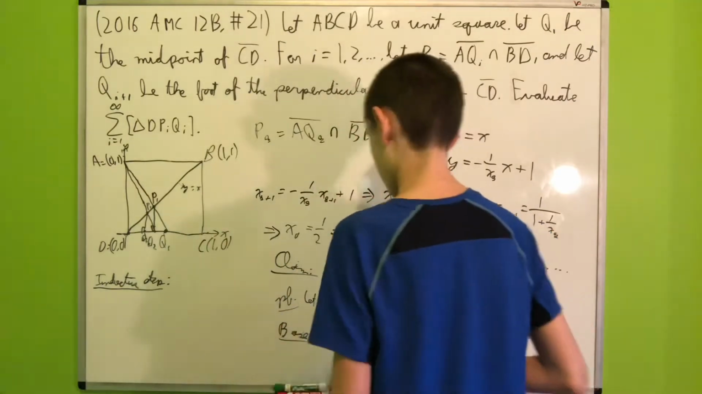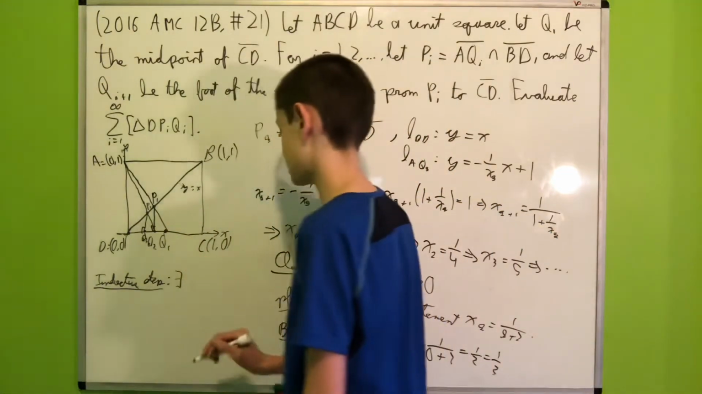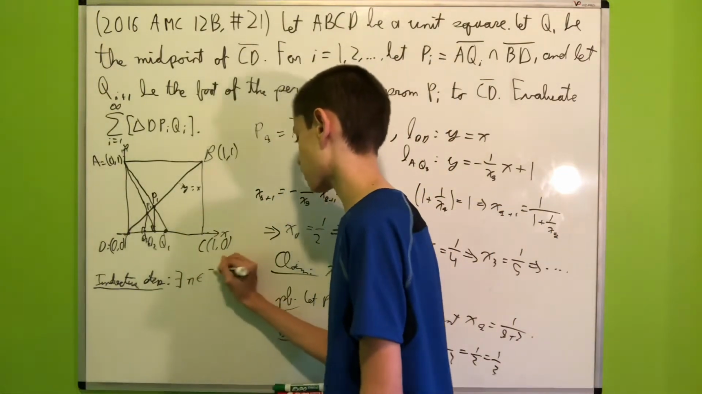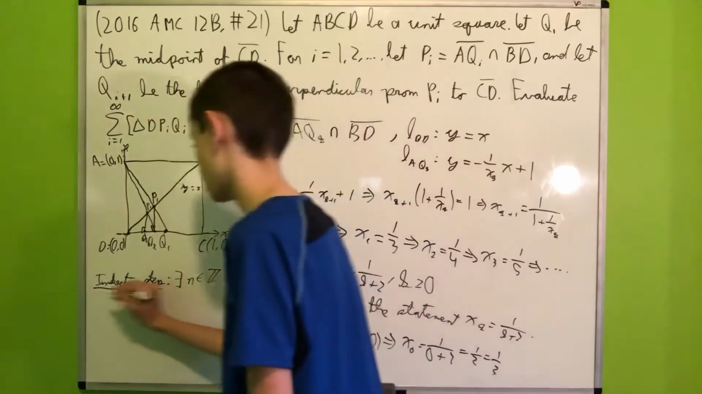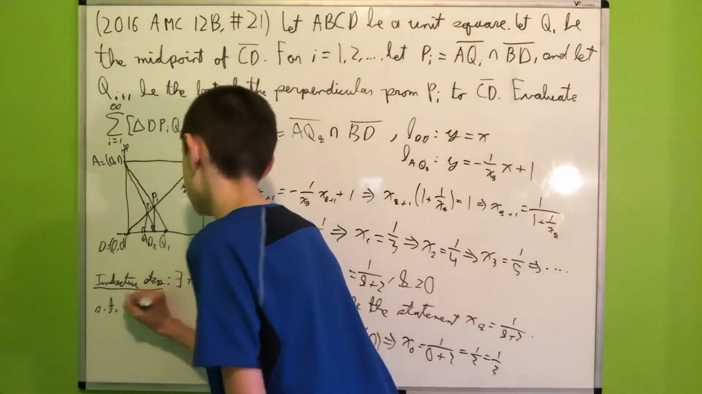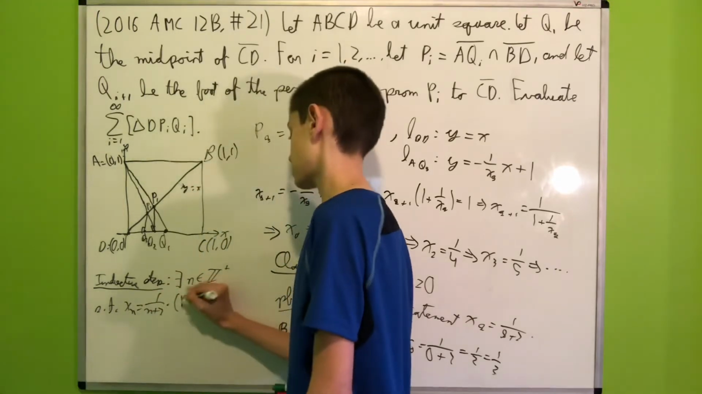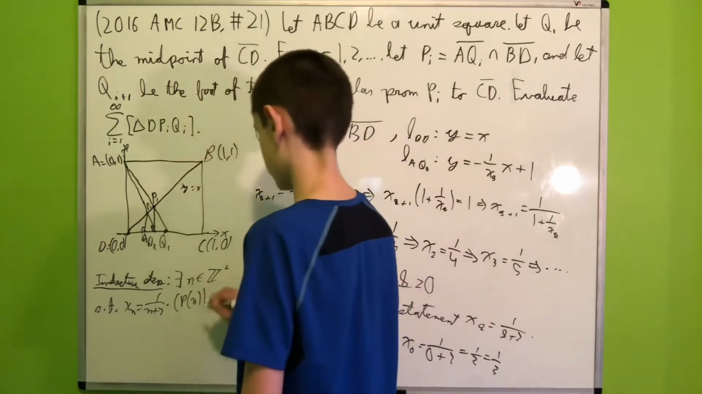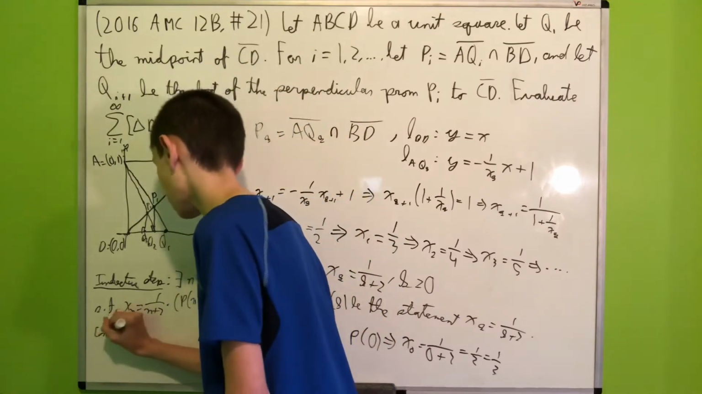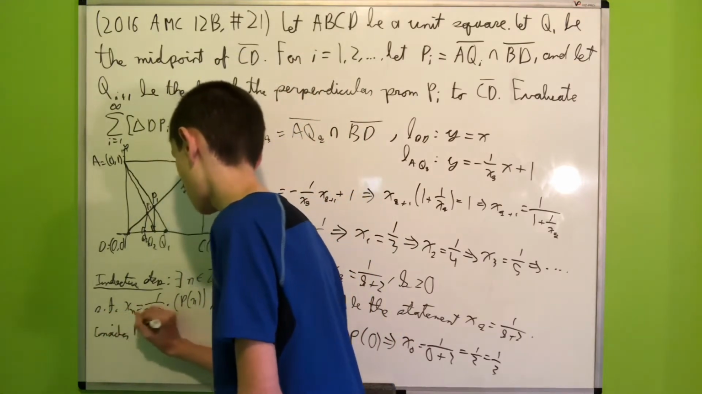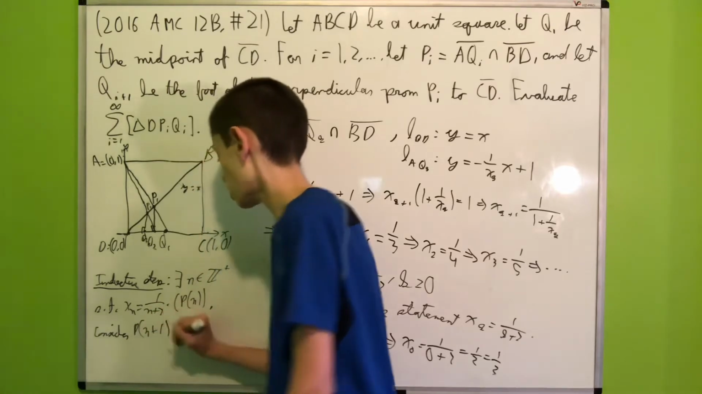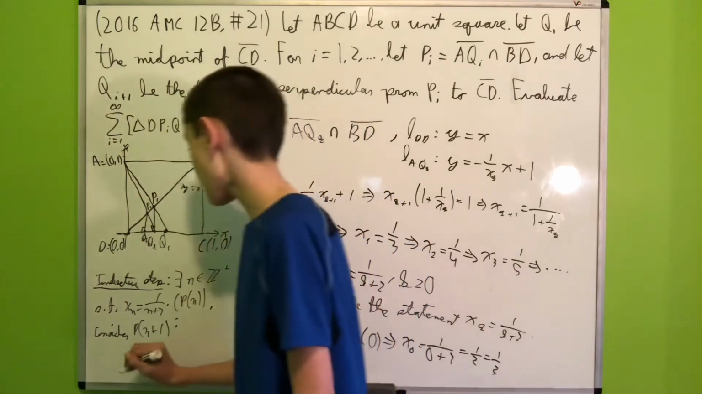Okay, so we'll assume that there exists some n out of the positive integers such that x_n equals 1 over n plus 2. Well, that is our P(n). And now we'll consider P(n plus 1).